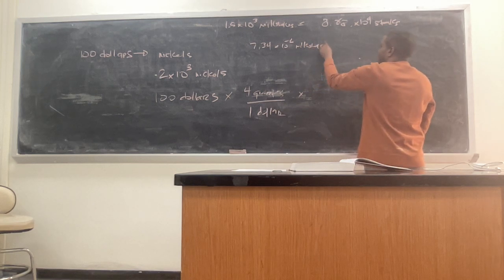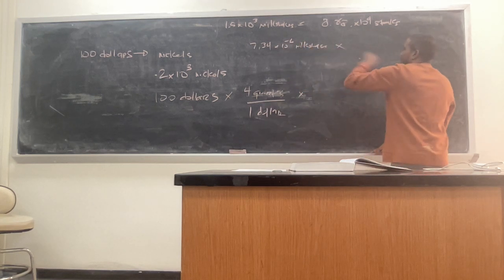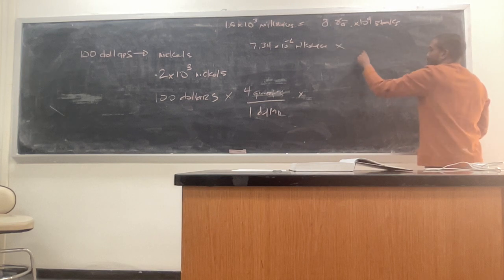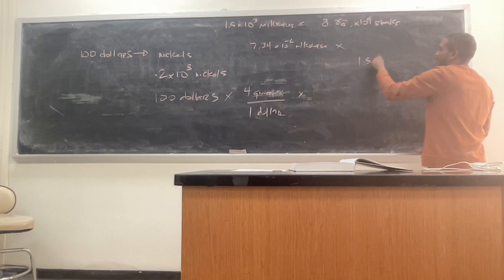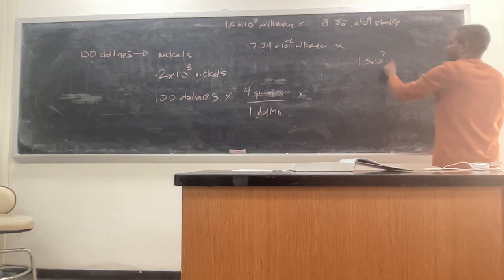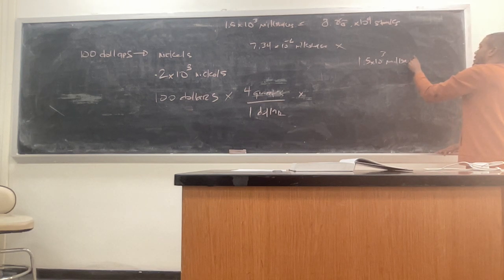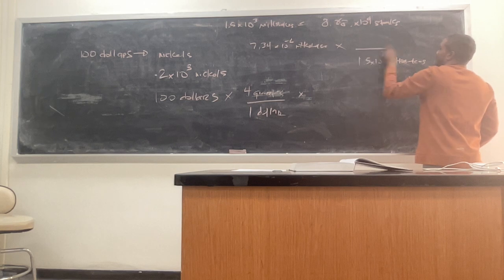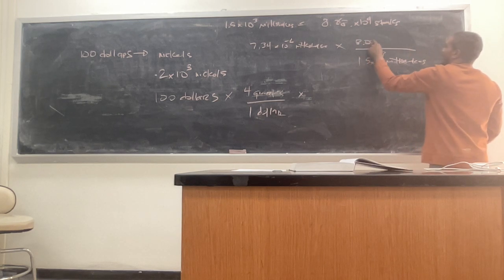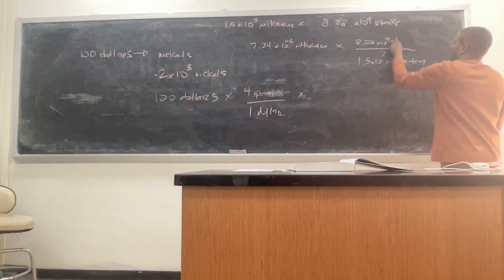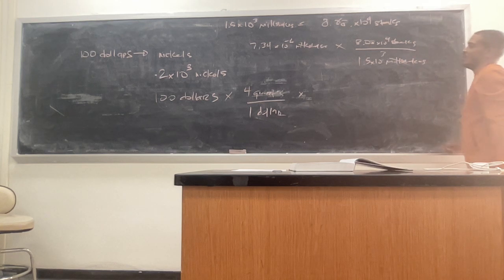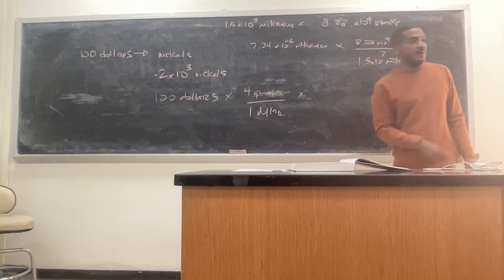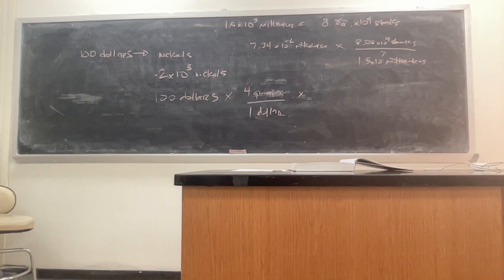Right? And then it's times the conversion factor. That's it. Right? Milkshakes, and that's going to give us 8.808 times 10 to the 4 steaks. So whatever those numbers multiply and then divide out, that's what it is. All right?